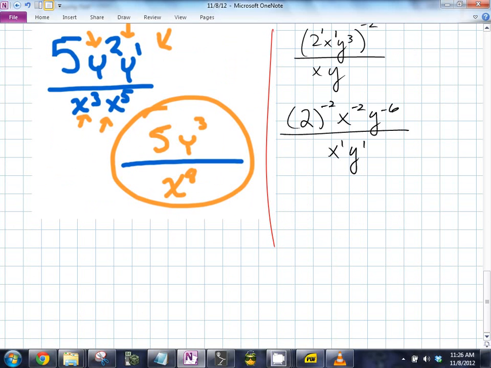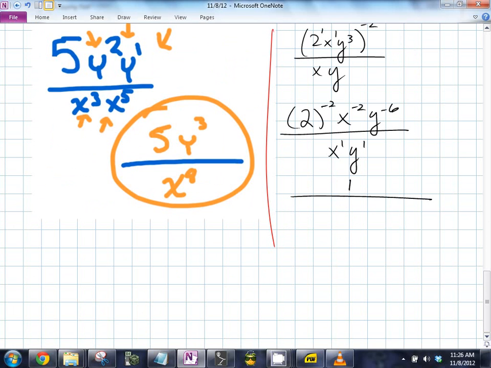What's left on the top when you move everything out? You're just left with 1 on top. There's always an invisible 1 sitting there, right? 1 times anything is itself. So what goes to the bottom? 2 squared, x to the first, y to the 6, y to the first. I like that. That's great. We moved it and changed it to negative.